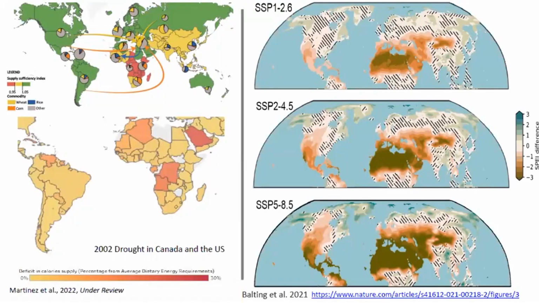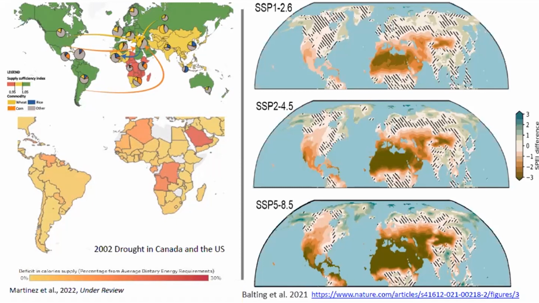We developed a model that tracks how food moves around the world and how events in one location can cause problems, disruptions, and whatnot in other locations. For example, if you look at the 2002 drought in Canada and US, the impact in terms of food security was nothing in US and Canada. There was no change in food prices, no change in food availability in Canada and US. But the change was mainly here in these areas.